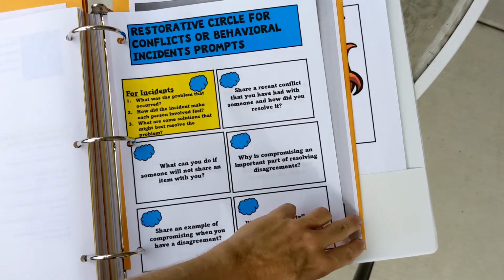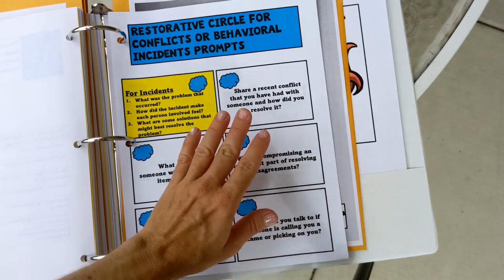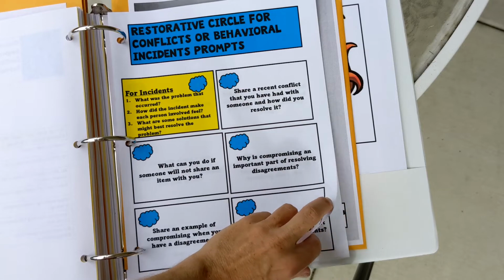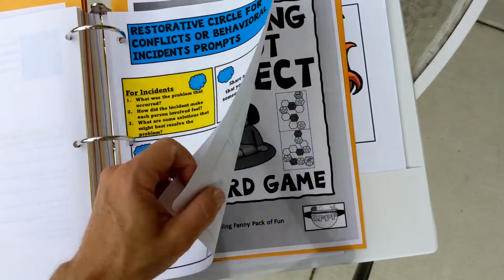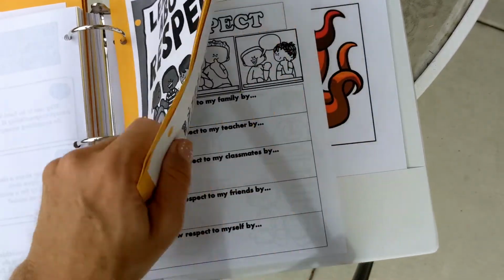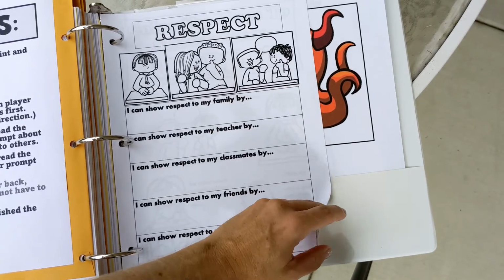So once you train your students to do circles, when there is an incident in the classroom, you would use this yellow card to help resolve the conflict and help students see that there are solutions to most conflicts with other peers. And then this is the learning about respect game. And then some worksheets about respect.